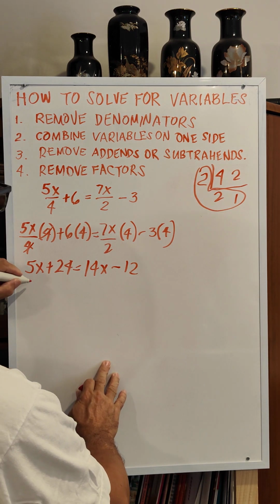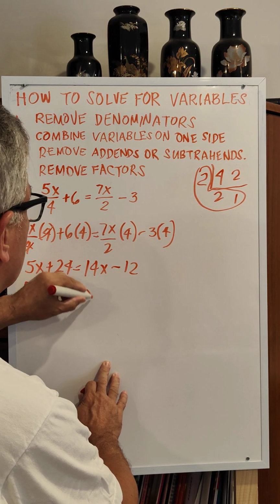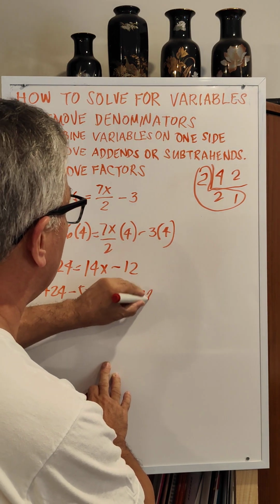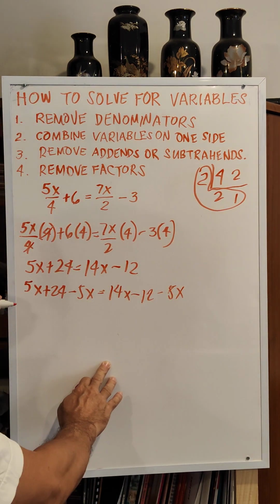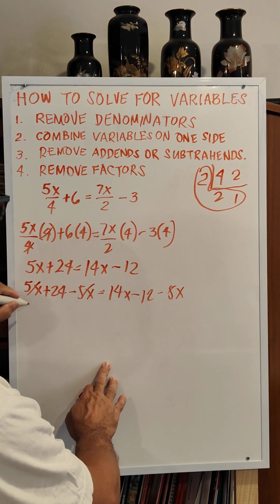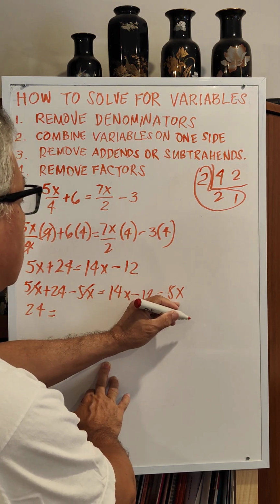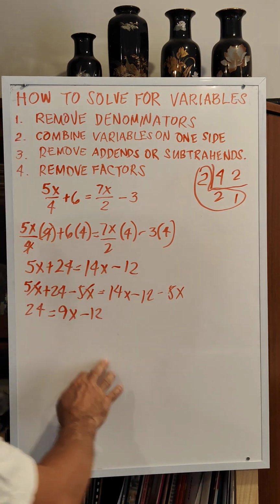So this becomes 5x plus 24 minus 5x. 14x minus 12 minus 5x. So this will cancel out, leaving it only with 24. 14x minus 5x is 9x minus 12.